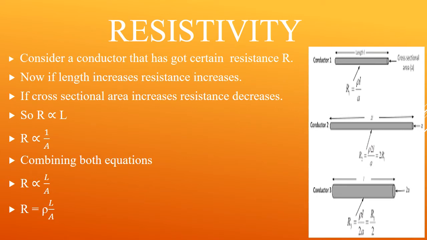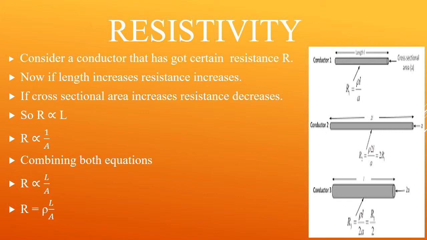We know what is resistance. Now we will see another characteristic, that is resistivity. What is the difference between resistance and resistivity? We will see it mathematically. First consider there is a conductor. This conductor has got certain resistance R. We are making certain changes to this conductor. Suppose we have taken double of the length.